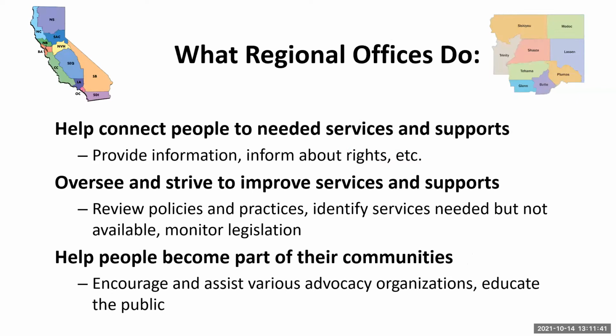So let's talk a little bit about what regional offices do. Our primary responsibility is educating the public about disabilities and the importance of full inclusion. And to do that, we help connect people to needed services and supports. We do that by providing information, informing about rights, and different things that come up.